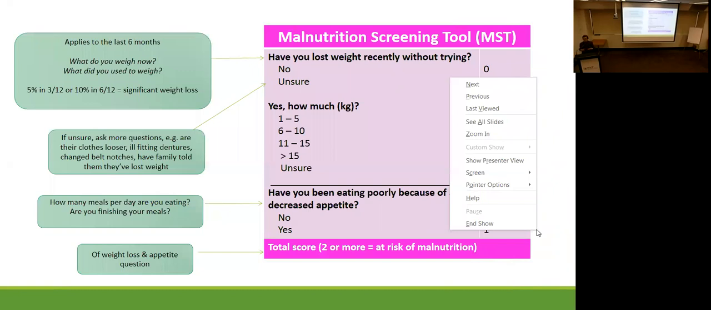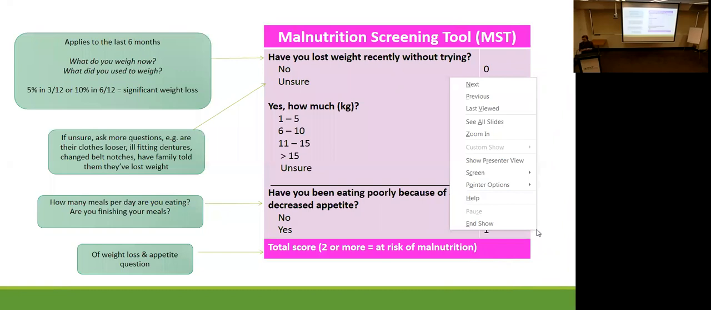Sometimes patients report that they're unsure. "I don't weigh myself. My doctor doesn't tell me what weight I am." There are ways of getting some more information from them. Are your clothes fitting looser? Are your dentures a bit looser? Has anyone commented on you looking like you've lost weight?